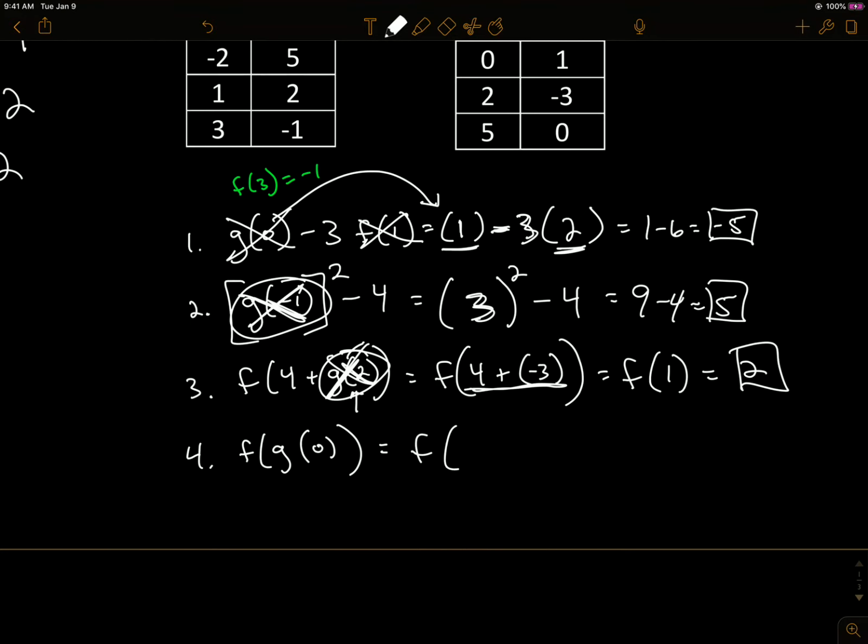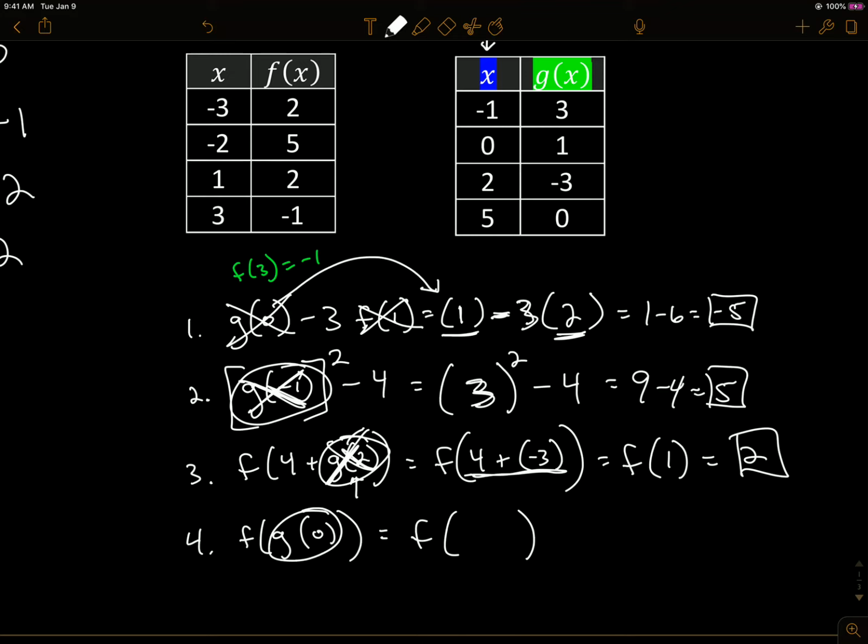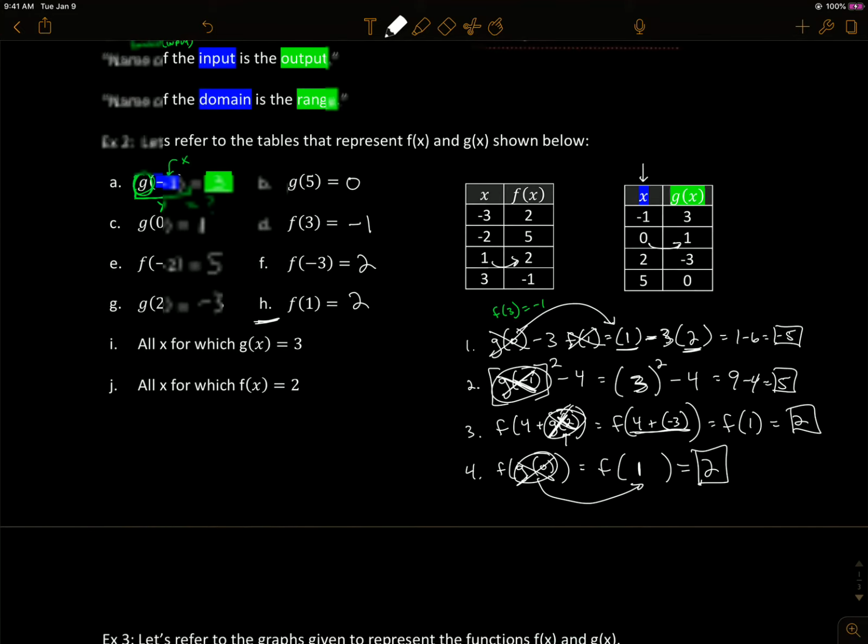So what we're going to do is work from the inside out. g of 0: 0 maps to 1, so I get f of 1 now, because I take out the g of 0 and I replace it with 1. And now I work on the f of 1, so I go to the table for f, 1 maps to 2, that's our answer. Okay.